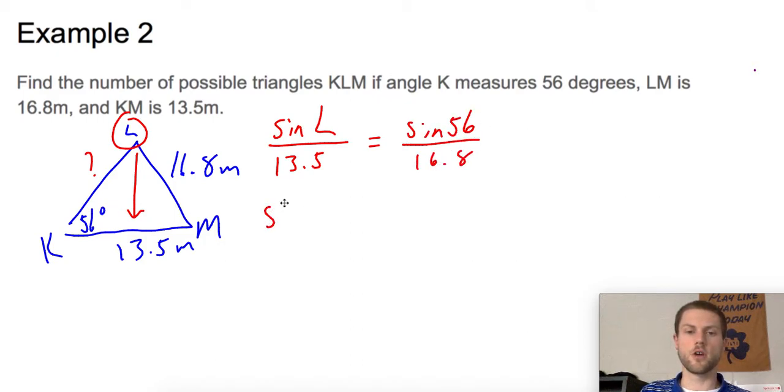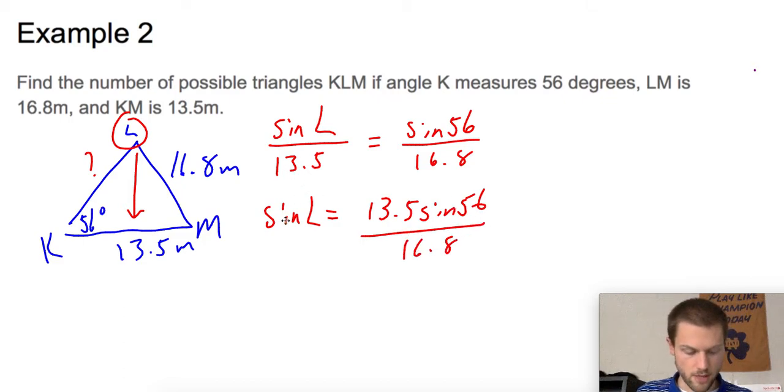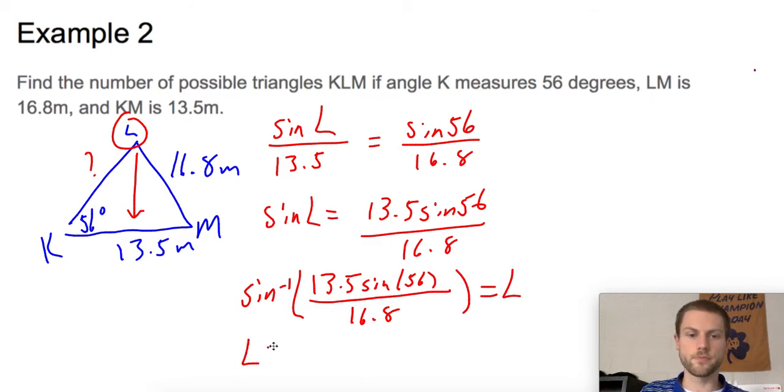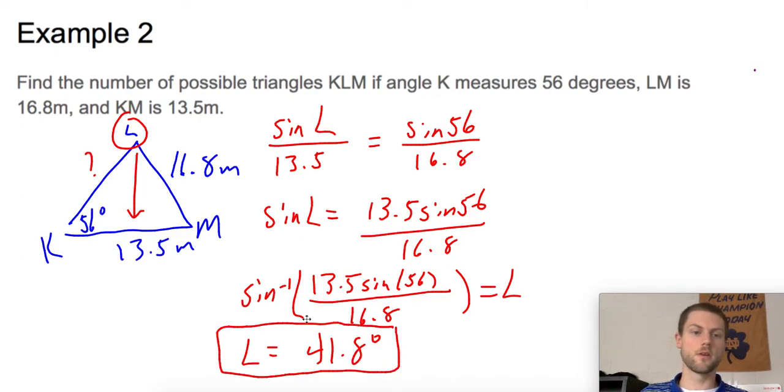If we solve for the sine of L, we come out with 13.5 times the sine of 56 all over 16.8. And if I take that whole thing, I'm just going to punch it all in my calculator in one big step. The inverse sine of 13.5 sine of 56 all over 16.8. If I punch all that into my calculator, that's angle L. And angle L comes out to be 41.8 degrees. So this acute angle is one possible configuration that makes this triangle work.